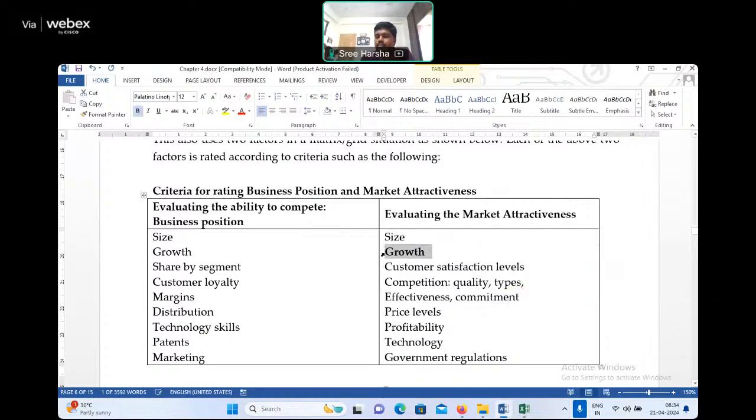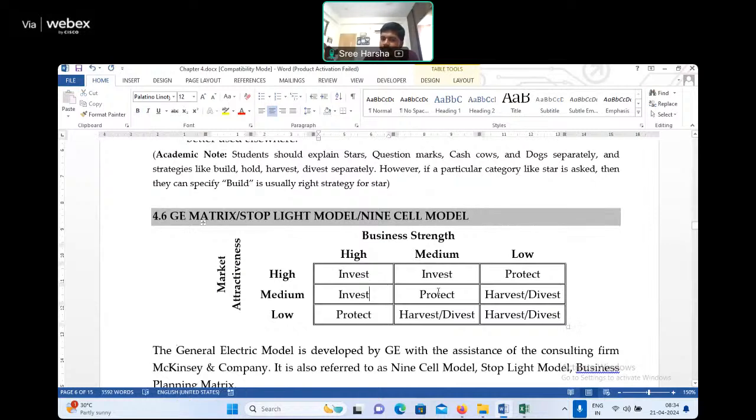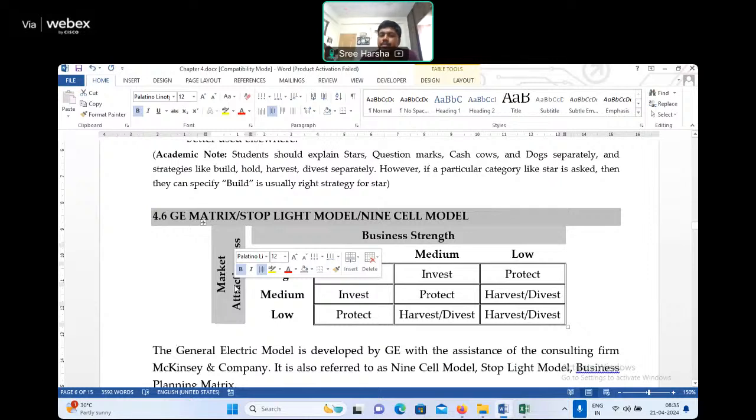Earlier, BCG used to say only growth, but here they are saying everything else. And for comparing the business position, BCG used to consider only market size or market share, which is not the only factor. You have to consider how my market share is growing and how I am growing inside the business. Based on that, you decide your strategy. The strategies are the same as BCG: invest or protect, harvest and divest. But you should consider a different set of factors for classifying the businesses, not just market growth and market share. You have to consider business strength and market attractiveness. That is the difference between the McKinsey matrix and the BCG matrix.